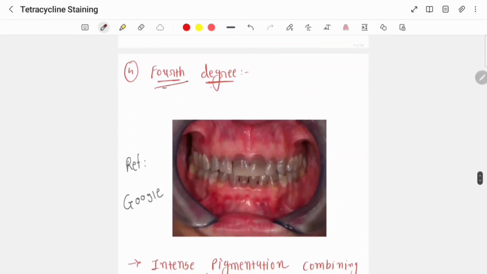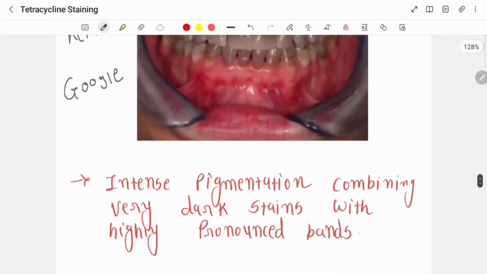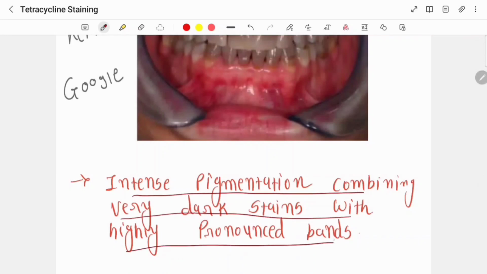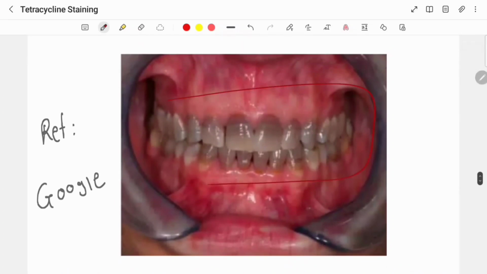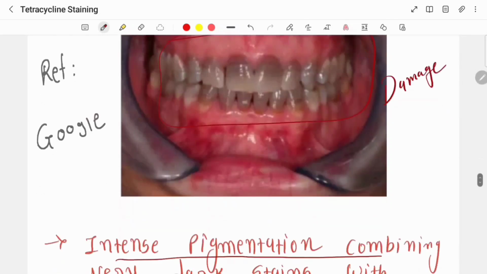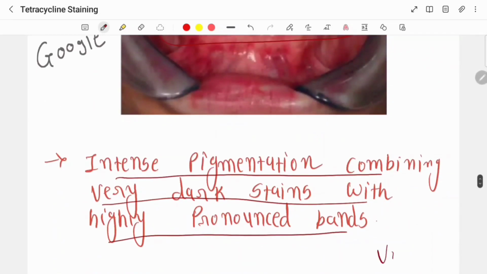Next is fourth degree staining. In this there is intense pigmentation combining very dark stains with highly pronounced bands. So in this image you can see the tooth surface is totally damaged because of tetracycline staining, and all the teeth look like greyish black dark stains. So for the treatment plan we have to go for full veneers or full permanent restoration.